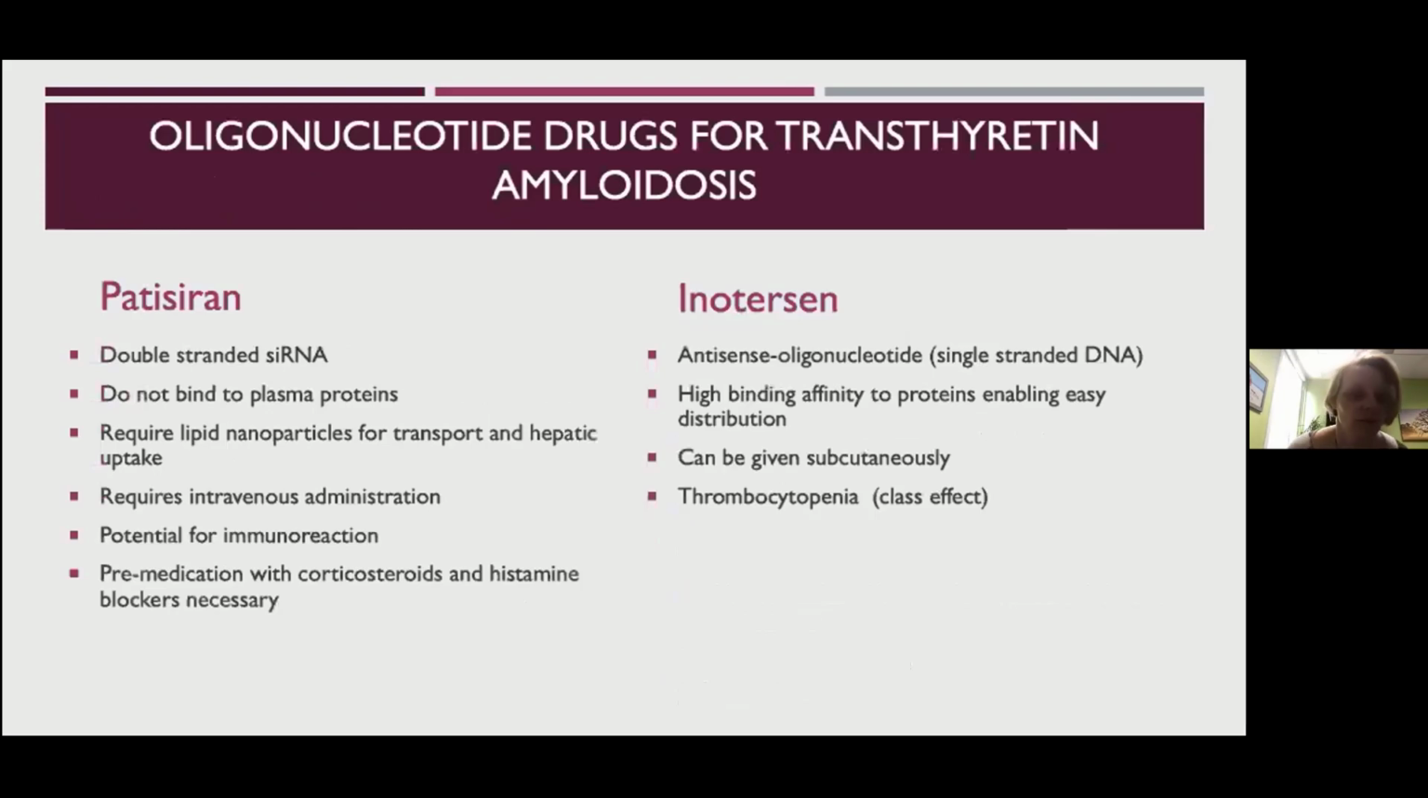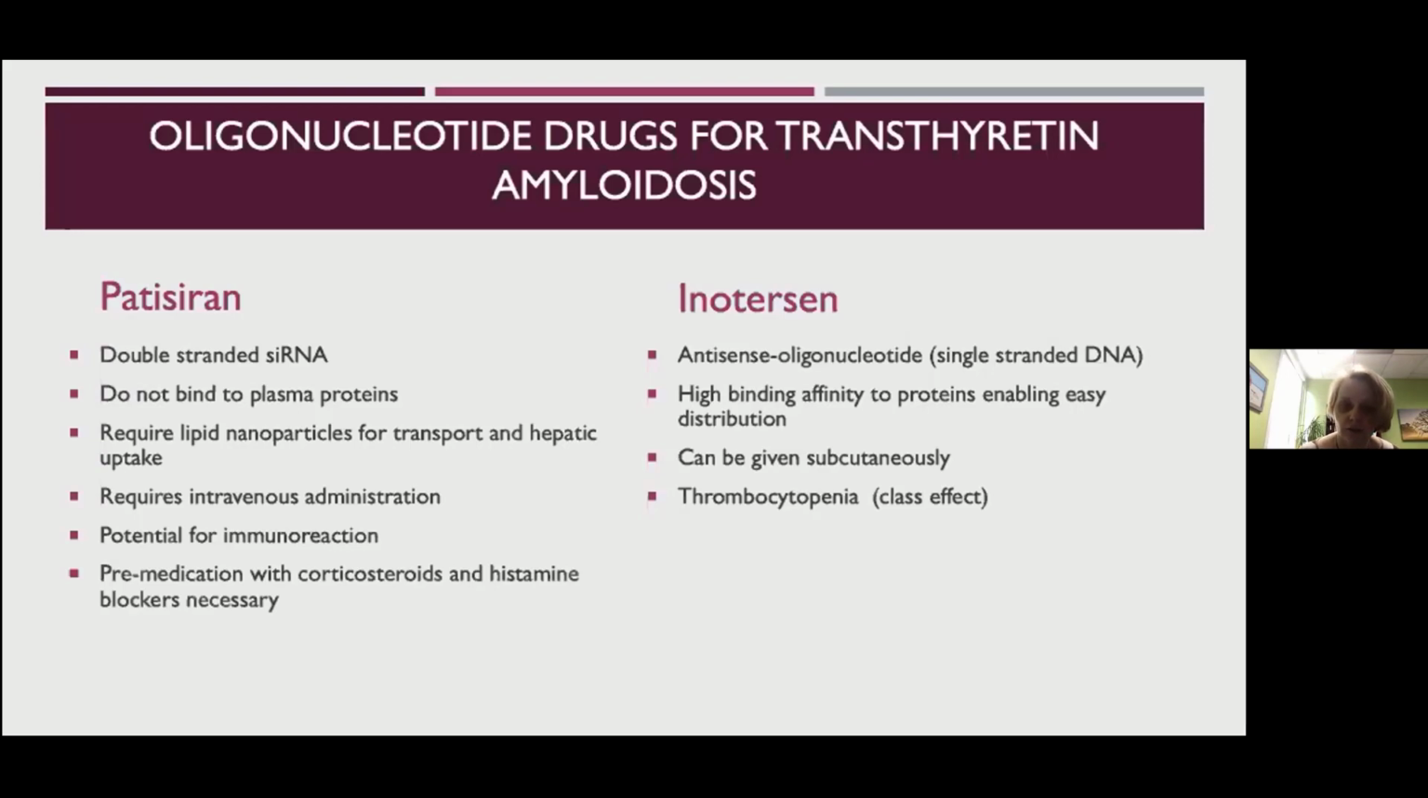A lot of excitement comes from the discovery and treatment with RNA therapeutics. Right now we have on the market patisiran, which is a double-stranded siRNA, and inotersen, which is an antisense oligonucleotide. Patisiran, as a double-stranded siRNA, does not bind to plasma proteins. Because of it, it requires lipid nanoparticles for transport and hepatic uptake. Because of that, it requires intravenous administration. And because of that, there's a potential for immune reaction, and pre-medication with corticosteroids and histamine blockers is necessary.